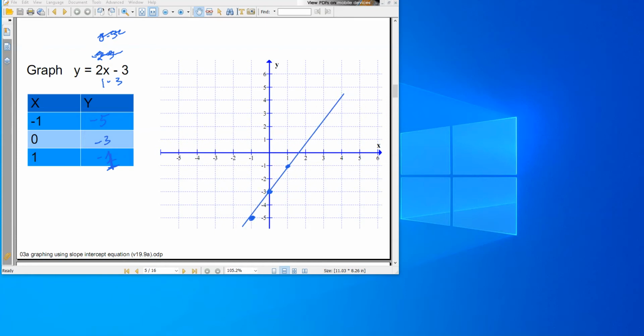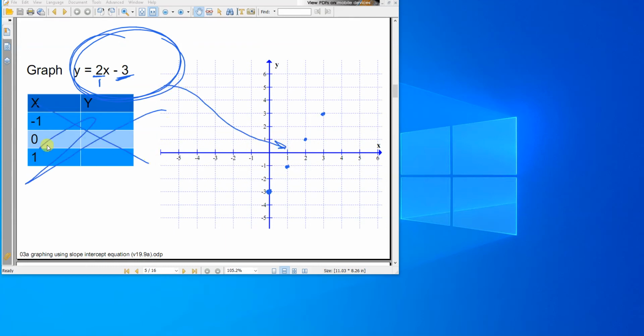All right? The thing is, I'm going to show you that there's a way to do this without drawing a table. Check this out. See this -3? That -3 is right here. And you see this? This is actually the slope. It says go up 2 and over 1, up 2 over 1, up 2 over 1. It draws the line for me. This equation draws the line for me without the table.